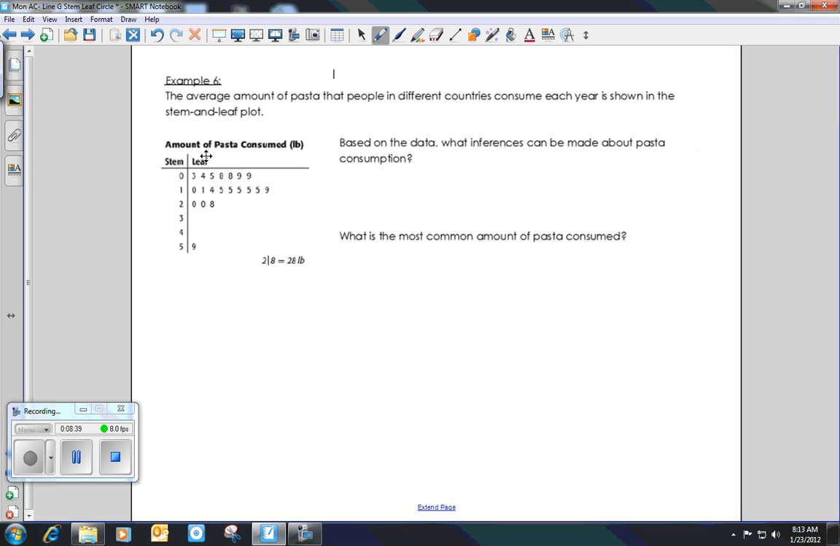All right, so then you can make assumptions based on a stem and leaf plot. Based on this data, what can you infer about pasta consumption? I want you to write something in here. And what is the most common amount of pasta consumed? So this is the mode. So we try to find the mode there. Go ahead and write that in.